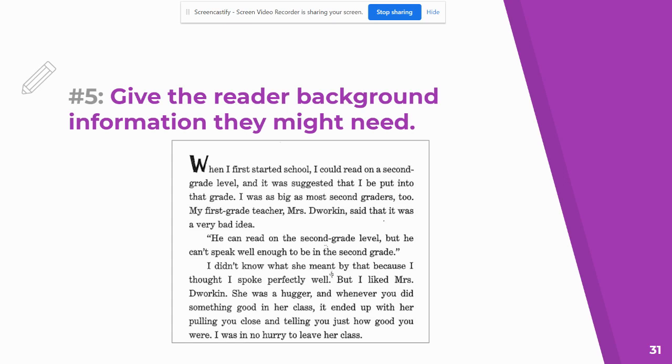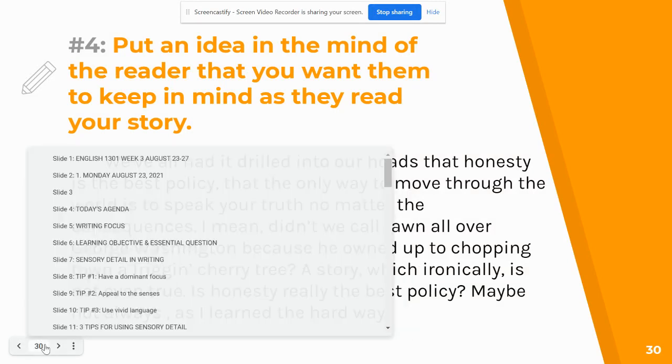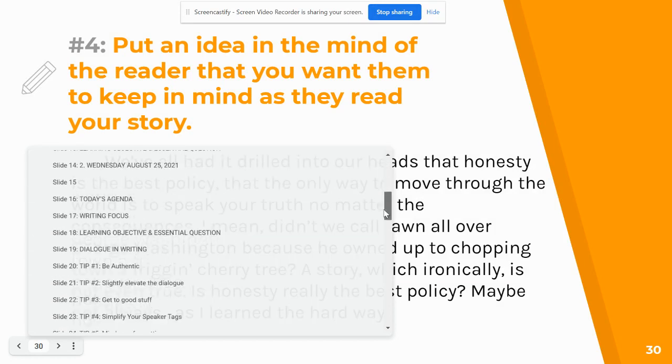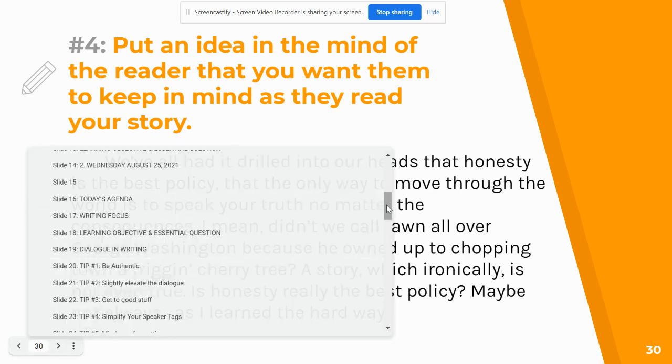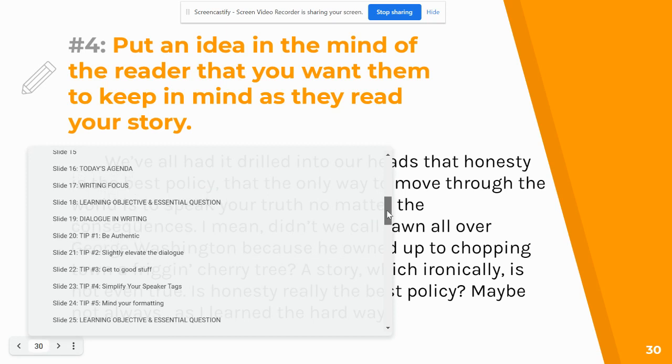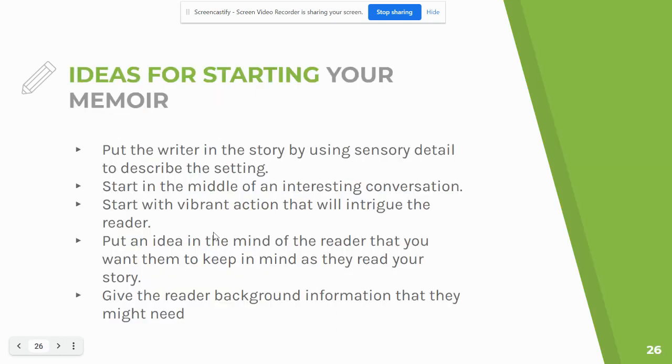So that's giving us a little bit of background information. That's another thing you might want to do in your opening. Now, you might decide to do something that's, let me show you this. I'm going to go back to the place where it's all in one spot. Okay, I went back to this slide because this has all the ideas on one slide.